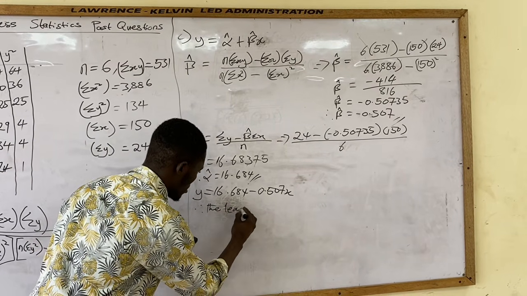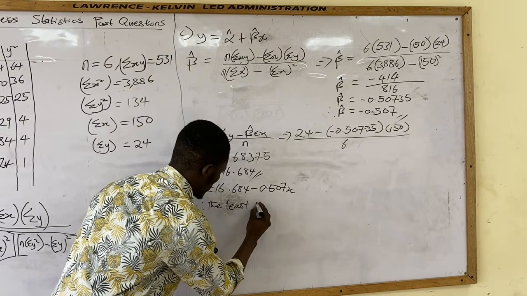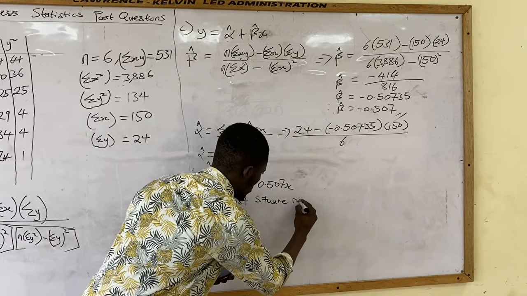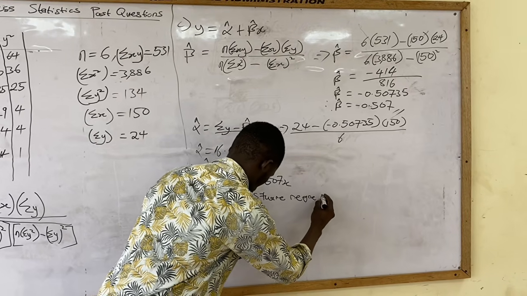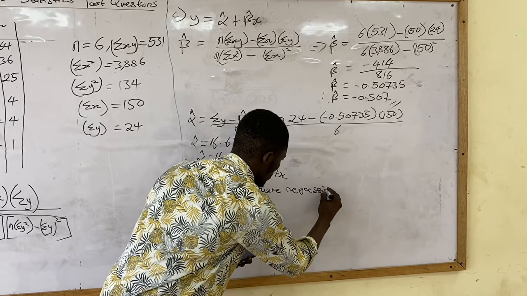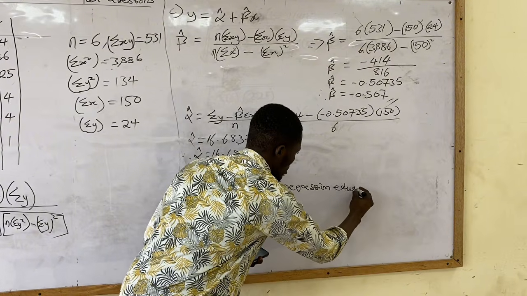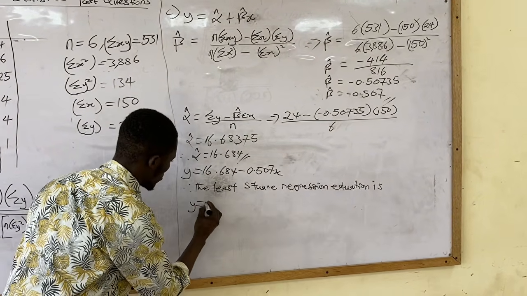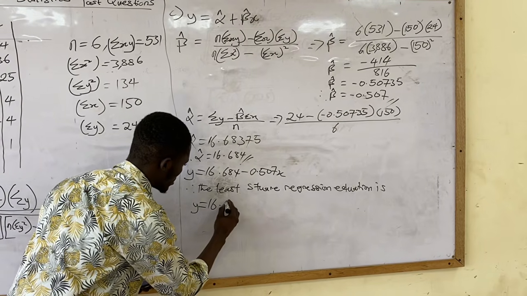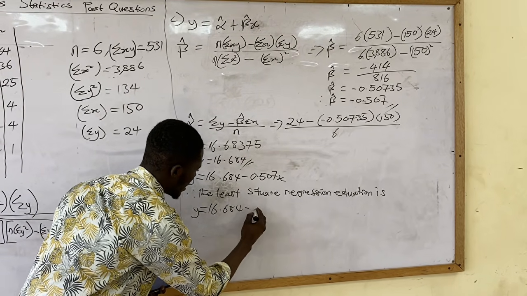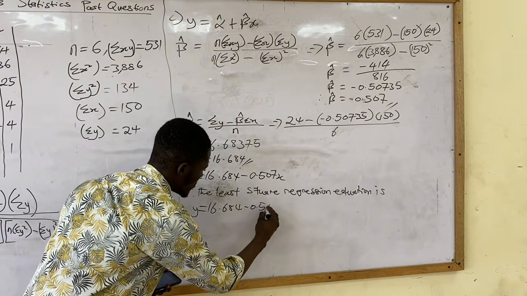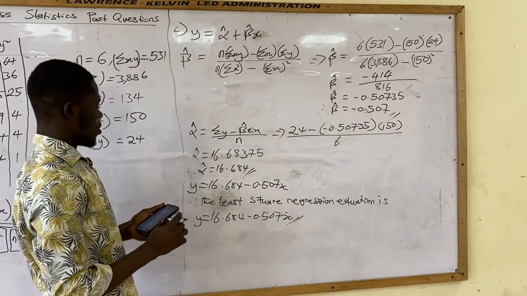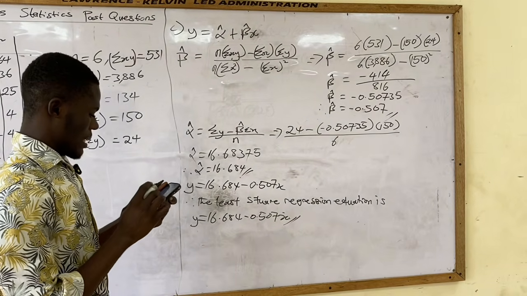So we will state that therefore, the least squares regression equation is y equals 16.684 minus 0.507x. Yeah, so we are done looking for it.